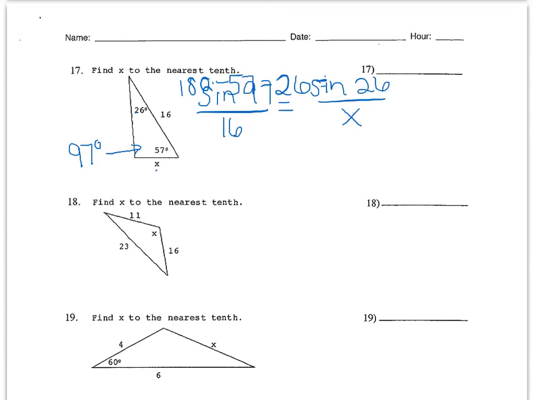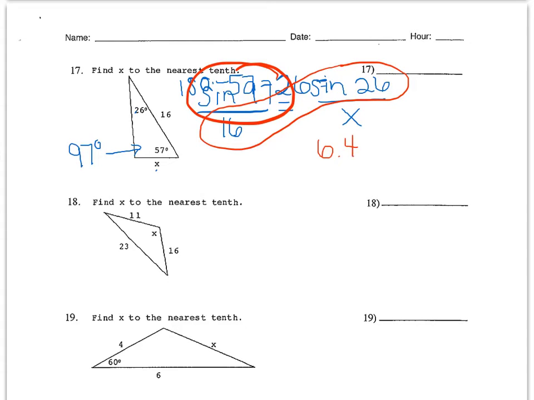Now to type this into a calculator, I want to cross multiply and divide. So I'm going to multiply 16 times sine of 26 and divide by sine of 97. And when I do that, I end up with 6.4.